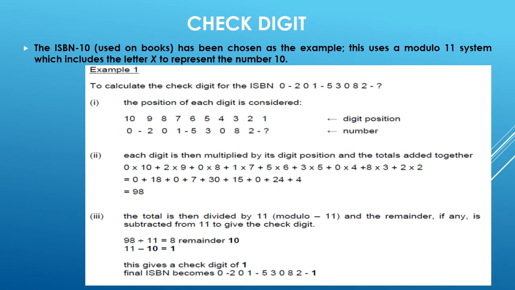So the final ISBN number becomes 0201530821, which is the number with a check digit. This is how the check digit is calculated.